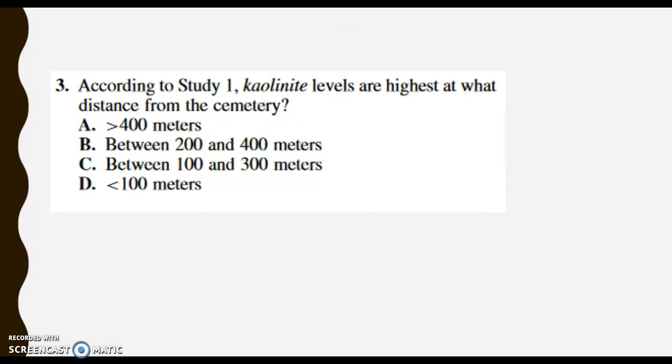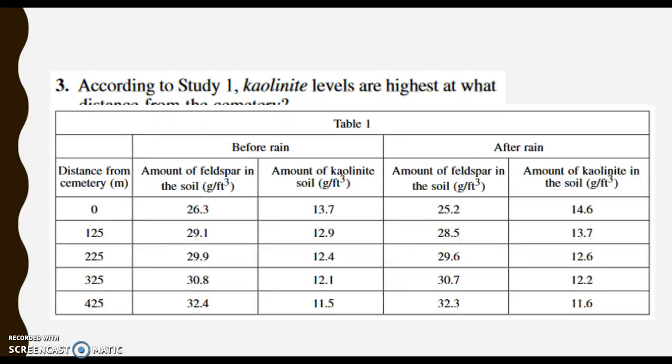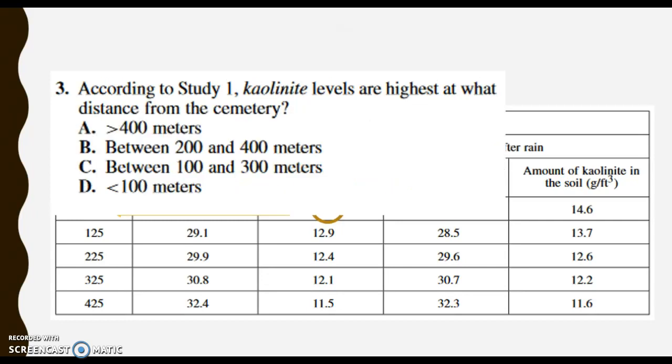Question 3. According to Study 1, kaolinite levels are the highest at what distance from the cemetery? This is a detail question. It's just looking for the highest number. So I go back to Study 1. I find kaolinite. I find the highest number, and then I go over to the distance. So my distance is 0. The closer to the cemetery we are, the higher it's going to be. So I come back to my question. The levels will be at the highest when they are less than 100 meters.